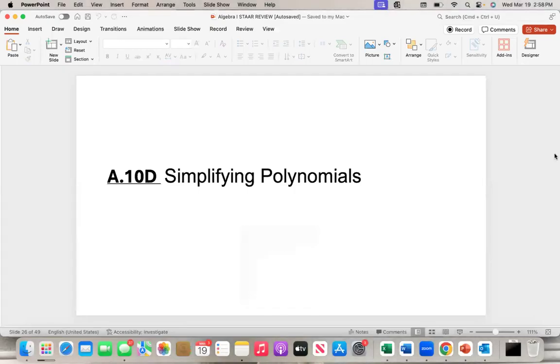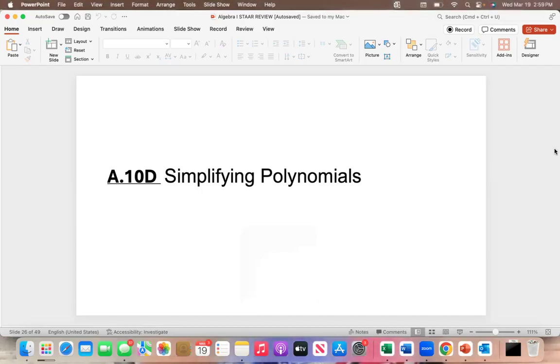Hi, do you need to pass your STAAR test? Well, you came to the right place. Today, we're going to focus on simplifying polynomials. Let's get into a couple examples.